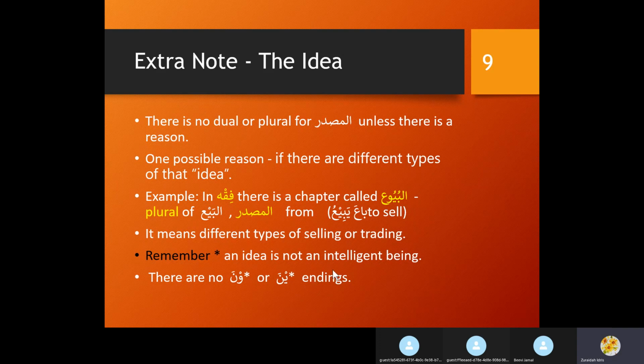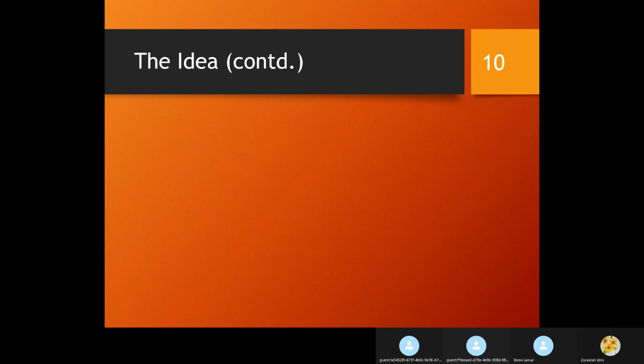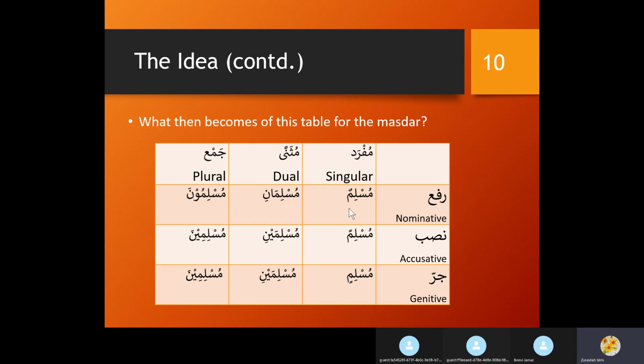So when it is not an intelligent being, just remember that we don't have the una and ina ending. So if that's the case, remember our table that we saw about the Muslim chart. This one, this table. So this is Muslimun. This is ism fa'il. So obviously, an ism fa'il is a human being. It's an intelligent being. So we have no issues with una or ina. So if now, for example, instead of putting the isim fa'il in this table, I put the masdar. This is family 2. Sorry, family 4.